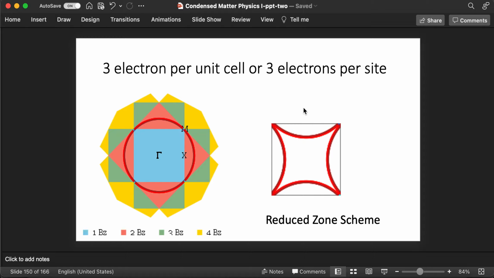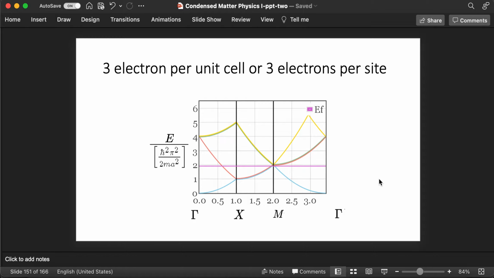Now for 3 electrons per unit cell, or 3 electrons per site, the Fermi circle is much bigger, and it just intersects this boundary here. It doesn't go into the third zone or the fourth zone. It just stays on the boundary, and you have a reduced zone scheme which looks like this. So in this case, you can see that the Fermi level does not cut the bands in the first zone. It's just above them, but it cuts a band in the second zone. The red line cuts the red band, but it does not cut the blue bands.